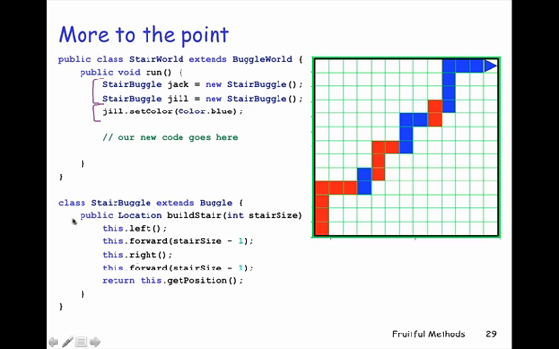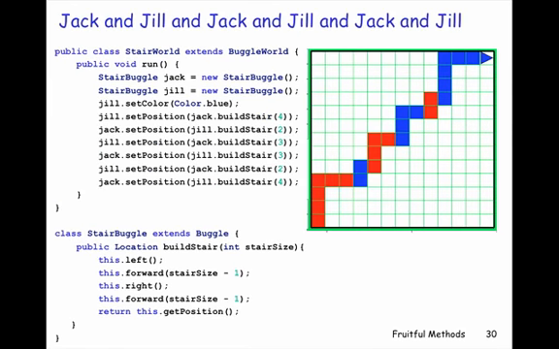And then we have the same build stair method that we just looked at. That's the fruitful one. That is, it returns a location by returning the final position of the bugle after it builds the stair. Now, in order to create this particular pattern that we see on the right here, we're going to have Jack and Jill go back and forth. So after we set Jill's color to blue, notice that we have Jack, who's the red bugle. He's going to build a stair of size 4. So he builds this stair over here of size 4, and at the end, he returns his position, which is this position. And then we set Jill, who's the blue bugle, to start at that position.